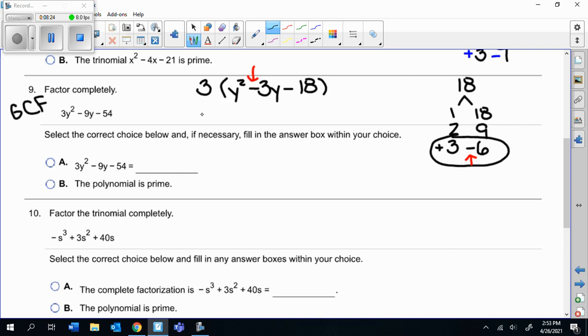When you write your final answer, don't forget to include this 3 so it comes straight down. And then y plus 3 and y minus 6. Recall that order doesn't really matter. You could do y minus 6, y plus 3, and that's all good.